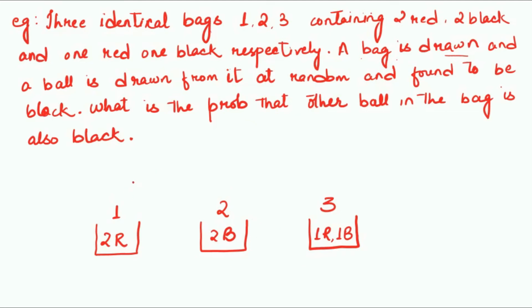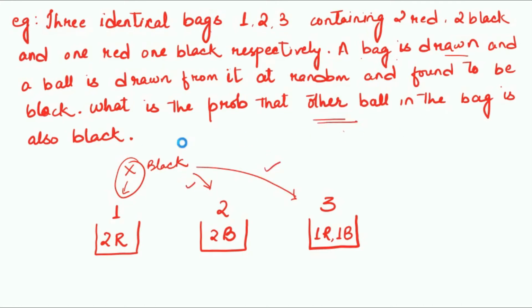Now see here, one ball you take out, that is black. Can you take out black from here? No, so obviously this is not in the picture. Can you take out a black ball from here? Yes. From here? Yes. But the other ball in the bag is also black, so they are talking about bag number 2. Here, if you have taken out one black, the next one cannot be black. So they are talking about getting a black ball from this bag.